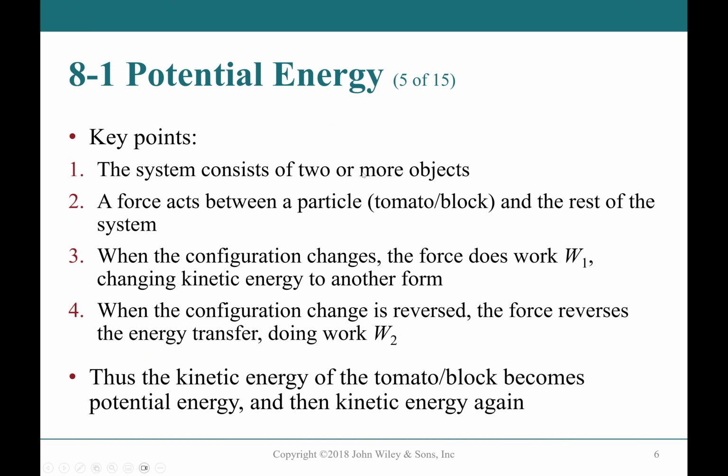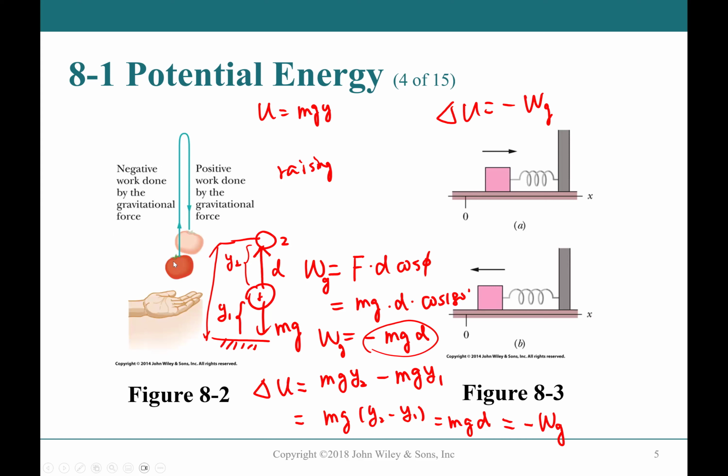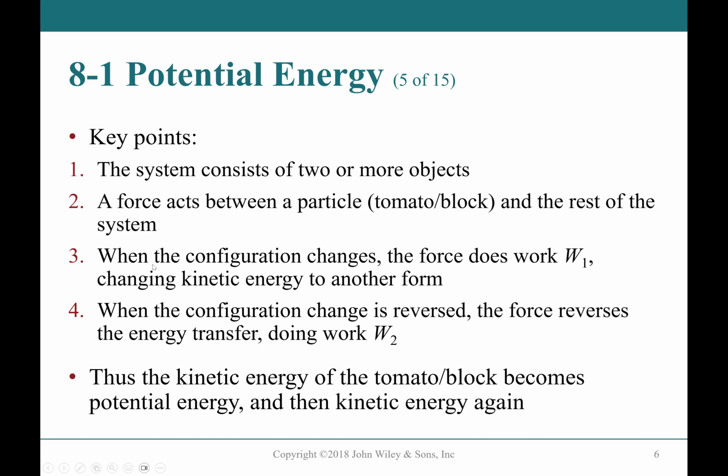So we have some key points here, how to measure potential energy. The system has two or more objects. A force is being acted between a particle and the rest of the system. So you can see here, this is between the tomato and Earth, and this is between the spring and this mass m, okay? So you must have two or more objects. And when the configuration changes, the force does work W, changing kinetic energy to another form.